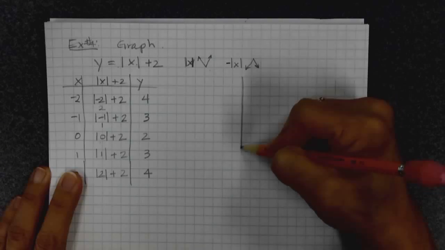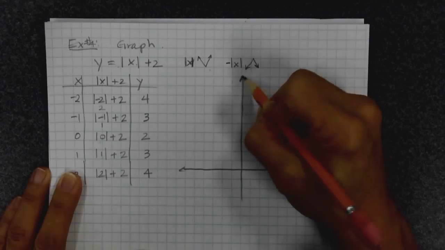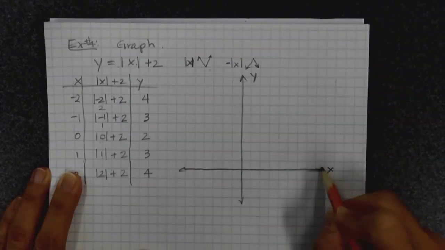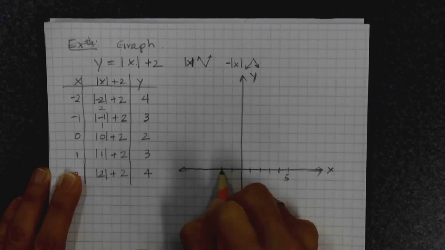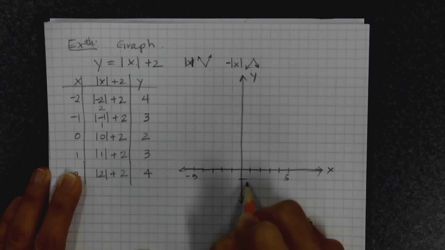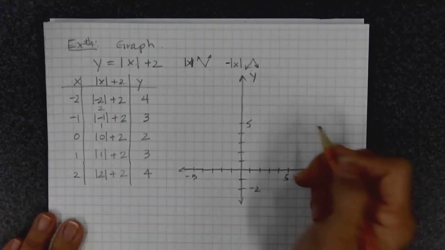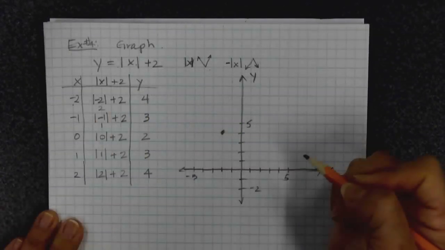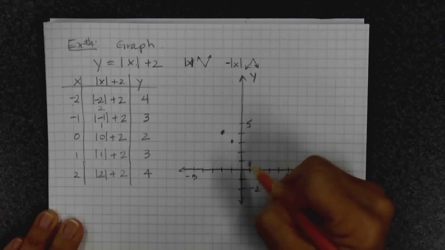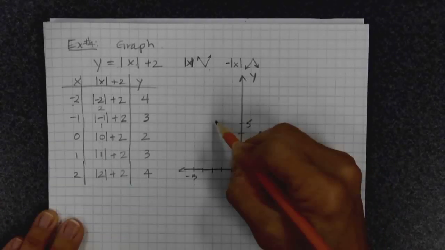So now when we graph this, you can see there's a y-axis, x-axis. Here's 1, 2, 3, 4, 5, and 1, 2, 3, 4, 5 in the negative direction. Now we're going to plot those points, -2, 4. So -2, 4 is here. -1, 3, 0, 2, 1, 3, 2, 4.